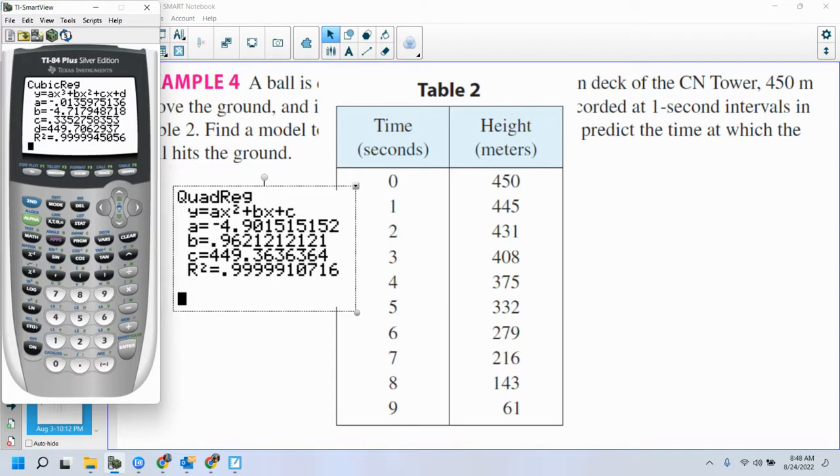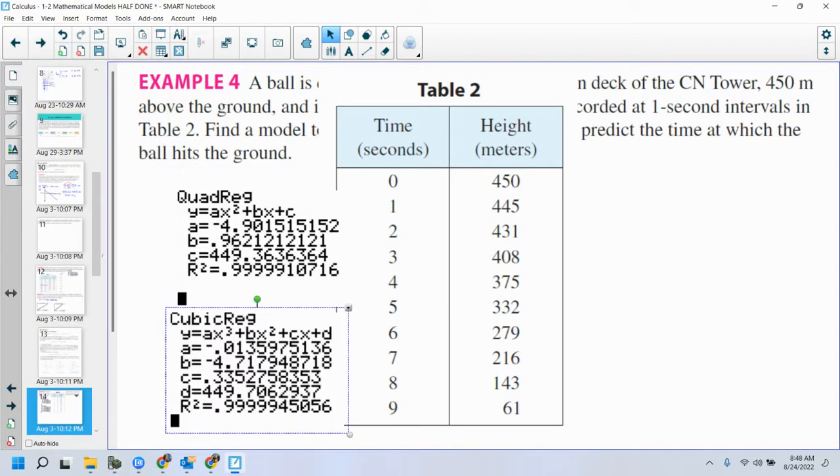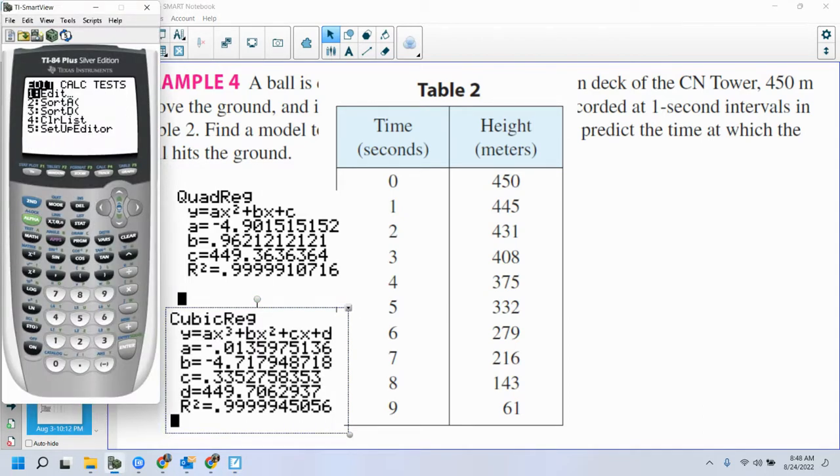I wonder what quartic looks like. Stat, calc, 7. Ooh, we keep getting better. Okay.